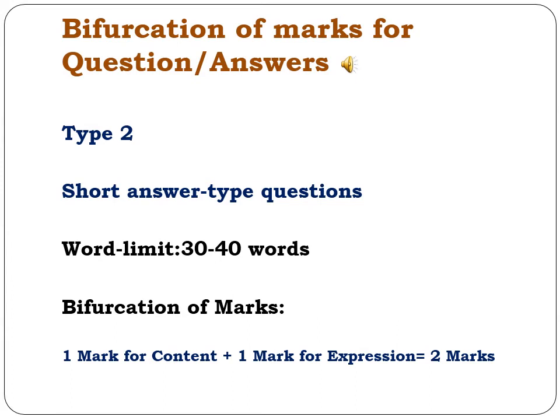Let's take up the second type of question answers. These are short answer type questions and the word limit for writing these answers is 30 to 40 words each. Each question will be of 2 marks. 1 mark will be for content and 1 mark will be for expression. The content should be relevant to the question, and expression includes grammar and spellings.